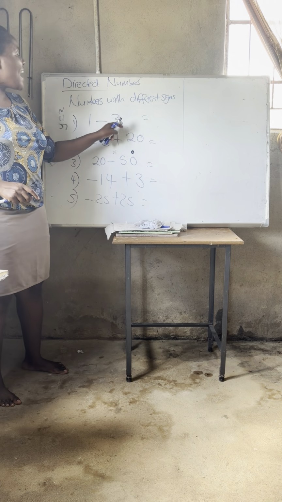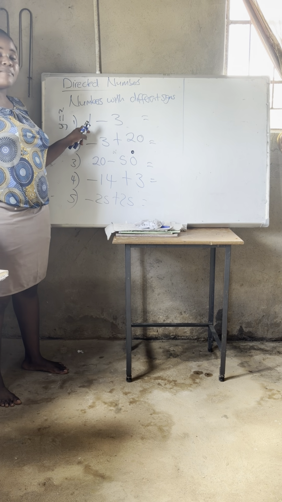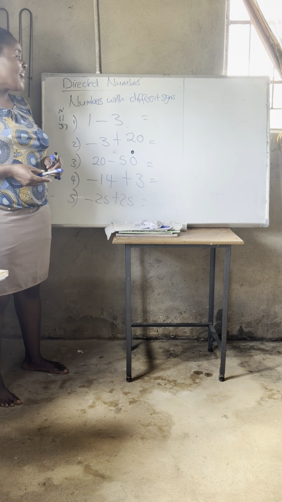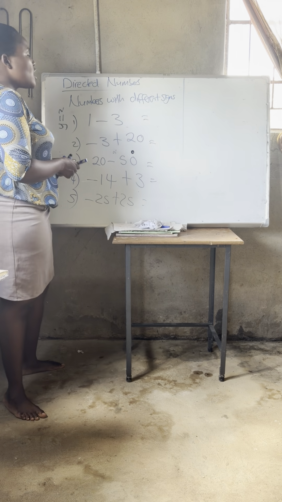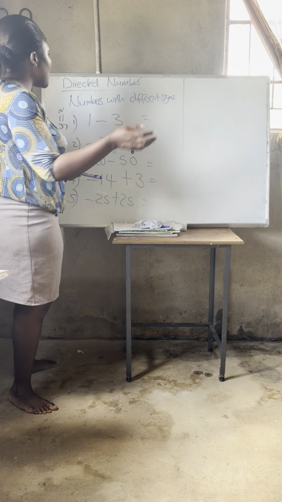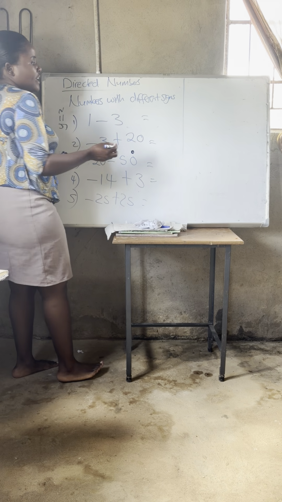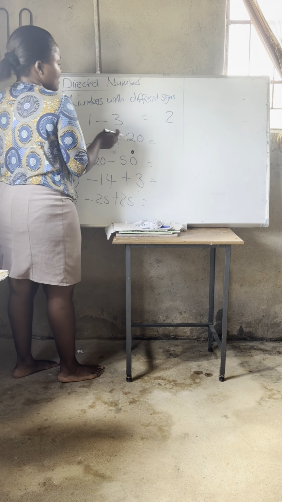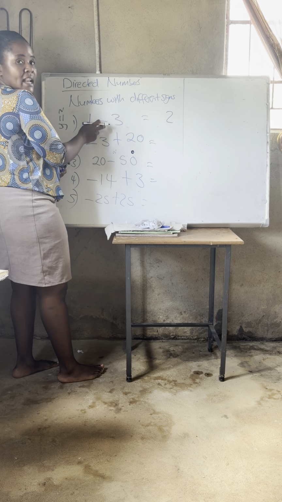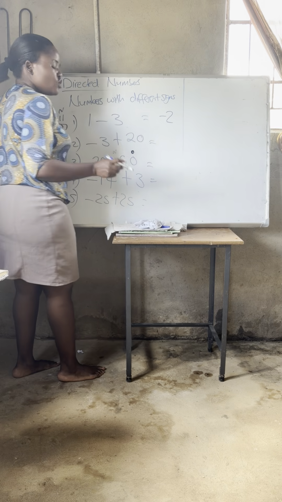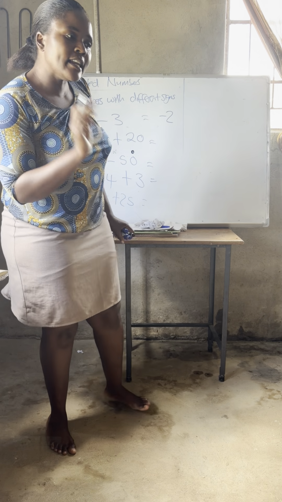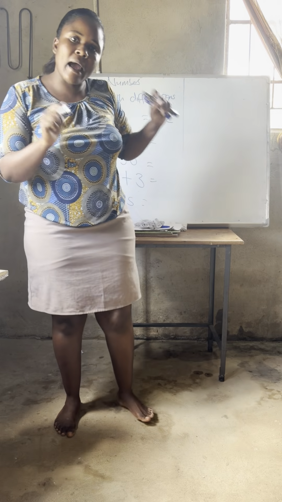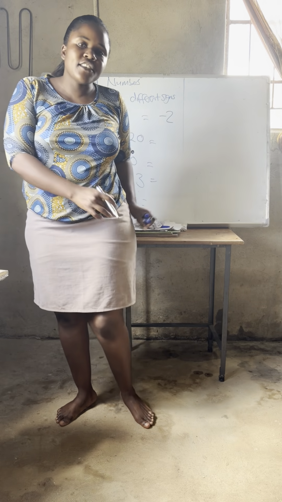Number 1, check the signs. If the signs are different, this one has a plus sign, that one is a minus sign. If the signs are different, subtract the smaller number from the larger. 3 minus 1 is 2. The answer, the bigger number, has a minus sign. The answer takes the sign of the larger. Directed numbers. Check the signs.